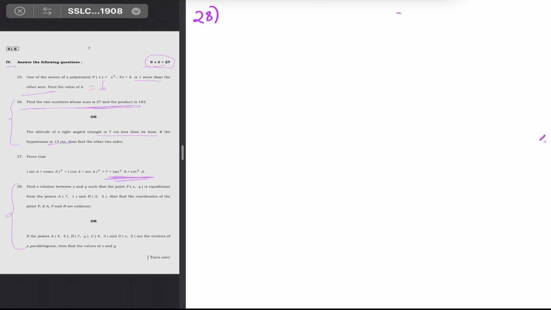So as per the given data, what do we understand? P of x comma y is equidistant from the points A and B. What are the coordinates of A? It is 7 comma 1. Coordinates of B is 3 comma 5. So if it is equidistant, we have to find the relation between them. That is AP is equal to BP. How do we know this? Since they are equidistant, we can write AP is equal to BP.